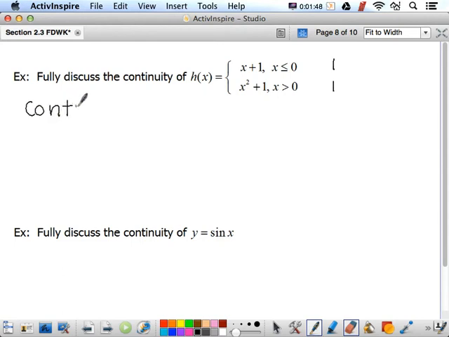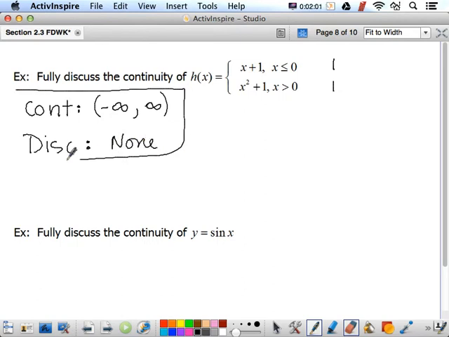So we say it is continuous where? Negative infinity to positive infinity. And what are its discontinuities? It does not have any. So we just say none. So piecewise functions are really easy. You just plug in to the top piece and the bottom piece and see if it's continuous at its breaking point.